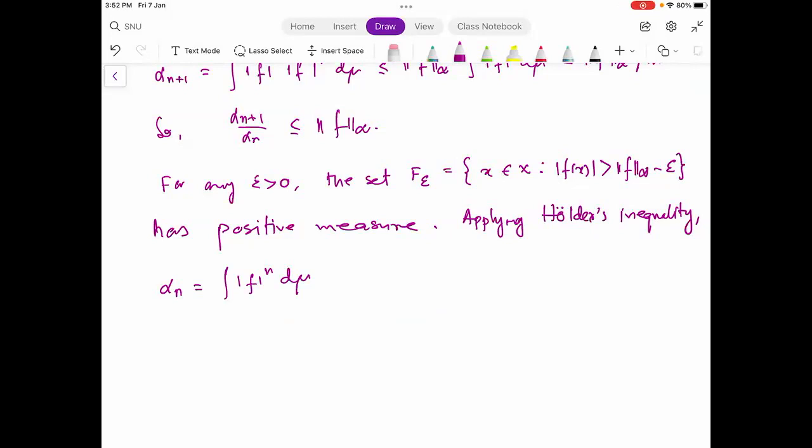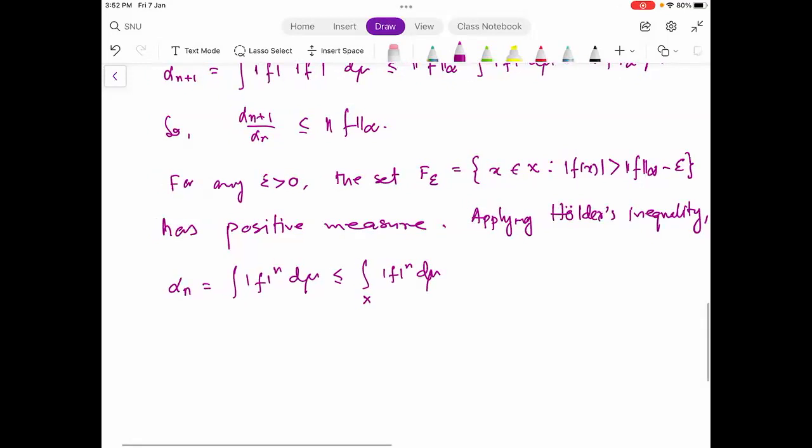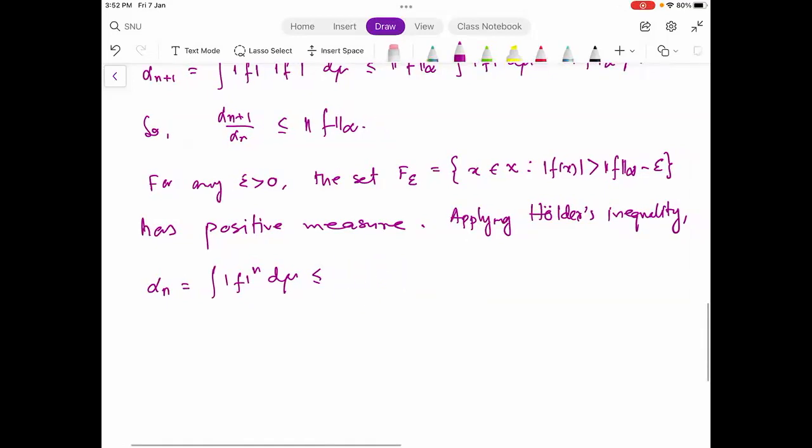Now here, I don't have two functions, I have only one function. So I'll apply it to this function, mod f to the power n, and the other function is 1. Be careful here. Yes. So that's number one. The function is mod f to the power n. The other function is 1. And what are my p and q?